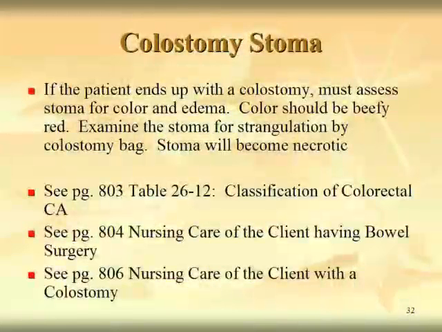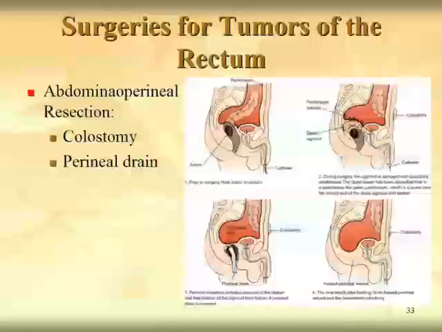So in your book there, you can see some pages to look at for patients that are having this type of procedure done. And for tumors of the rectum, patients may have colostomies, they may have peritoneal drains, and patients may end up with abdominal peritoneal resection. So you can see pictures of that in this particular slide.